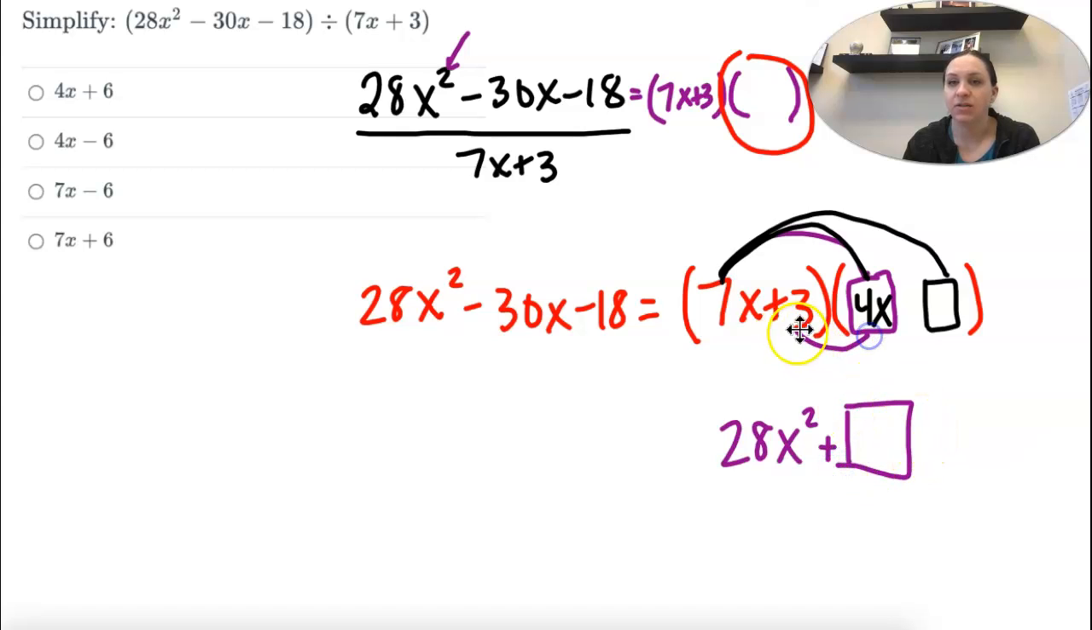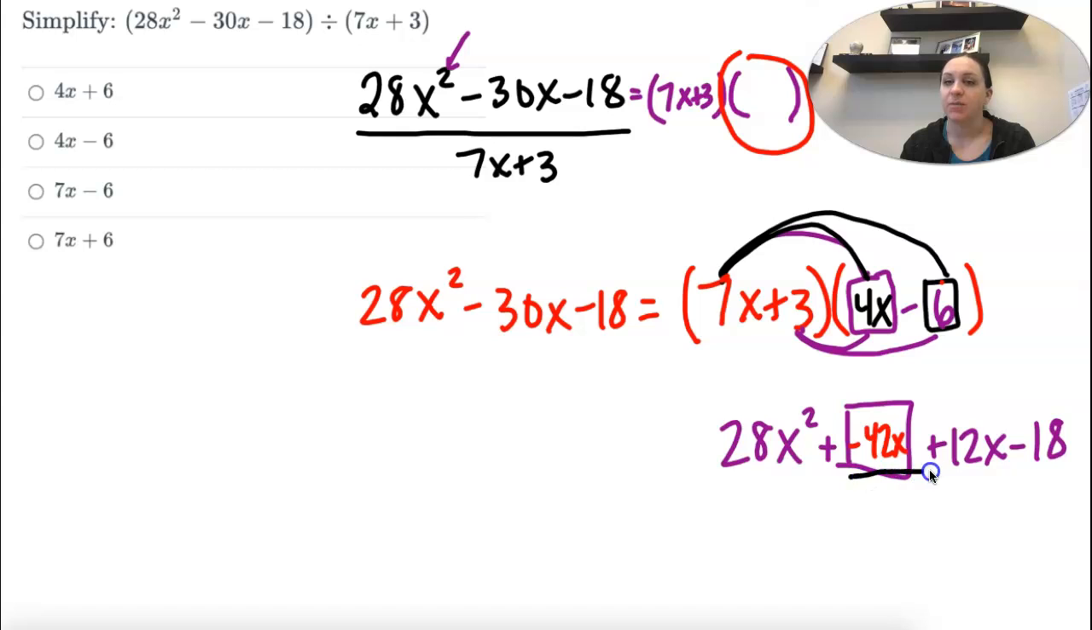And then we do this, remember? So then I would have 3 times 4, plus 12x. And then I know that this last number needs to be negative 18, right? So 3 times what is negative 18? 3 times negative 6. So now I can finish. I can go 7 times negative 6 is negative 42x, and then I have the rest of these, right?